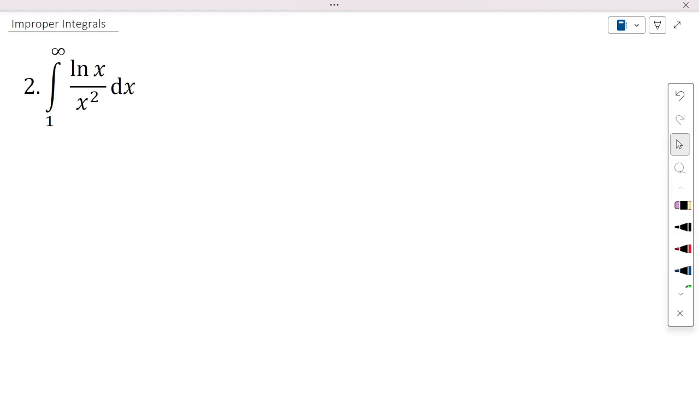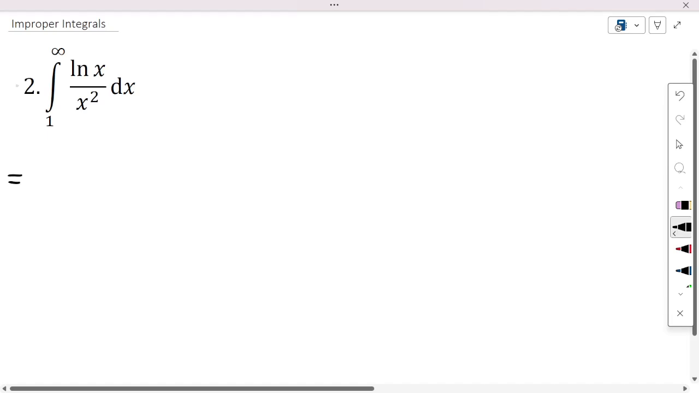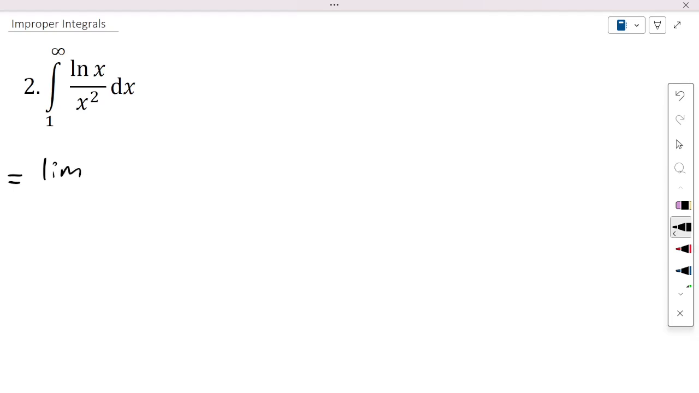Alrighty, we got number 2 in the house. Okay, so what we are going to be doing, well, it's pretty obvious. We are going to look at this integrand, but let's actually look at this infinity first. We can make a limit, like we've just done with the previous example, because you don't want that infinity to be on the top. So we're going to do the limit as t approaches infinity of the integral from 1 to t, like that.